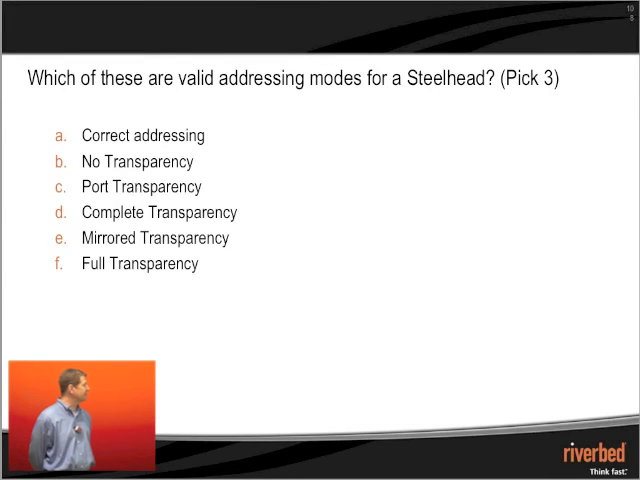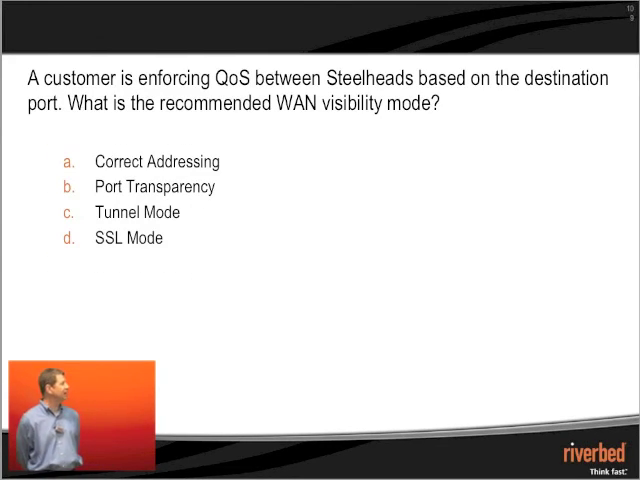Next, which of these are valid addressing modes for the steelhead? Remember that the three correct addressing modes include correct addressing, port transparency, and full transparency. Next question: a customer is enforcing QoS between the steelheads based on the destination port. So we need the destination port to show up on the packets between these two devices. Which mode will provide that visibility? Port transparency, of course.